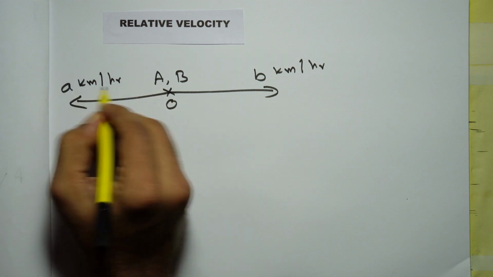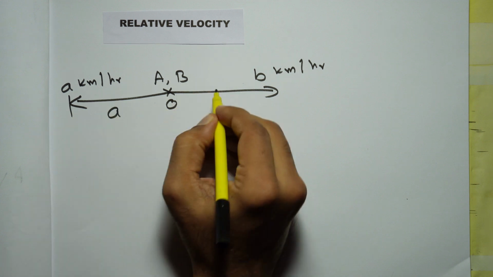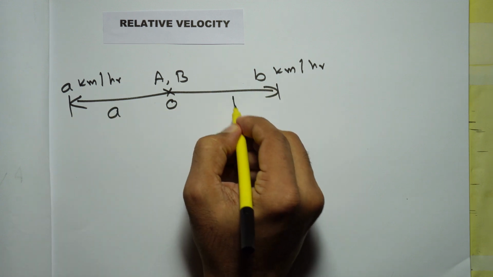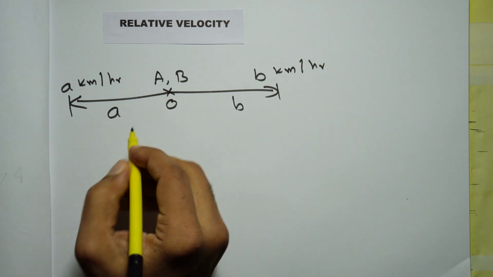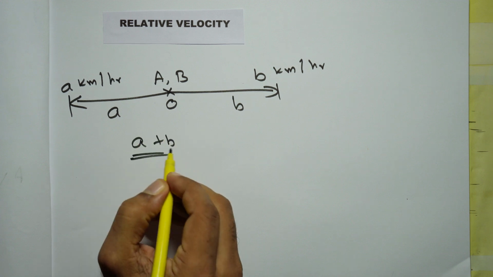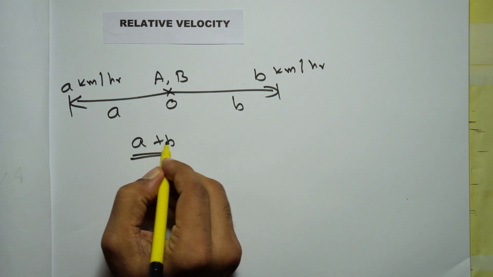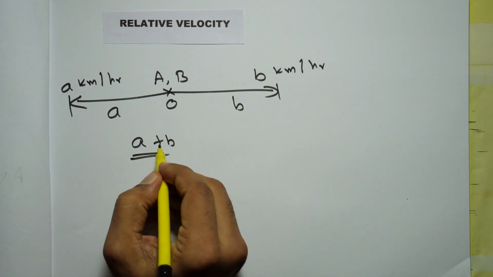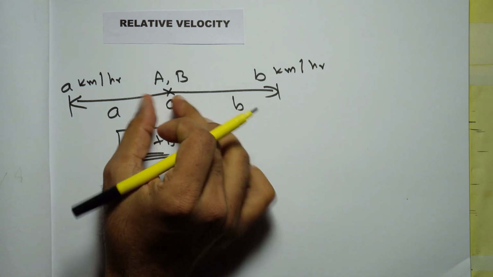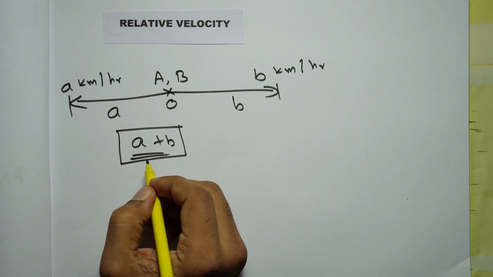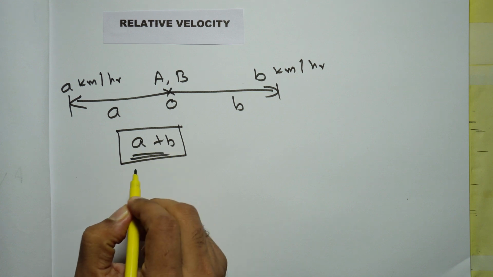A's speed is A kilometers per hour, so in 1 hour A will do A kilometers. And B's speed is B kilometers per hour, so in 1 hour B will do B. Initially the distance is 0. So after 1 hour the distance will become A plus B. That is why relative velocity in this case is A plus B kilometers per hour. They are getting separated by A plus B kilometers per hour, or generally the distance between them is changing by A plus B kilometers every hour.